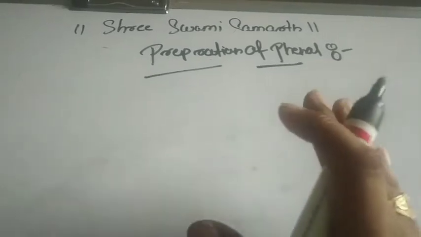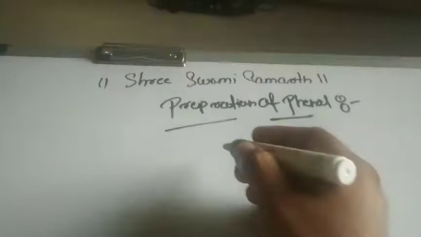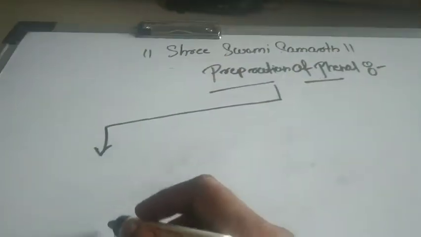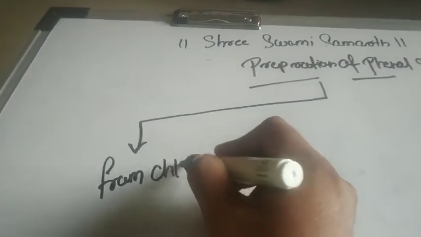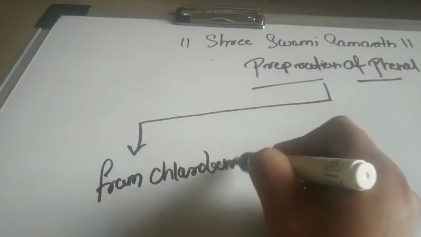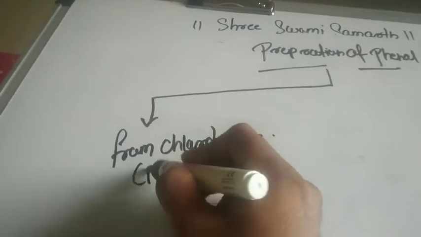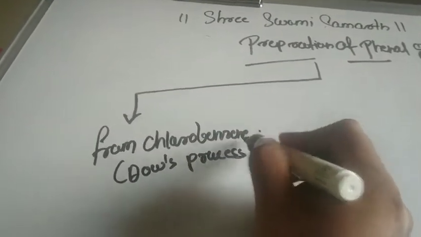Here are a total of 4 methods for the preparation of phenol. You can note down these methods first. Method number 1, from chlorobenzene. This is the first method. This is also called the Dow's process. What is the name? Dow's process.